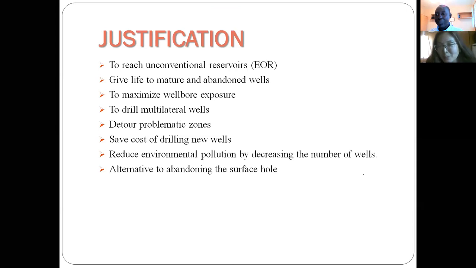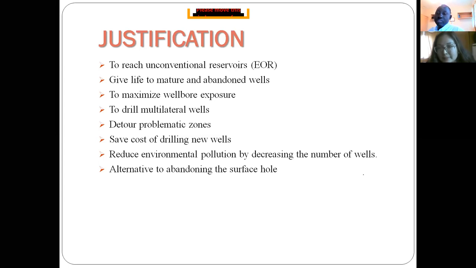Okay, the next question is, what are the technical obstacles for the sidetrack drilling? Can you recommend some foreign literature on this topic? What are the technical obstacles for the sidetrack drilling? Okay, the technical obstacles, for instance, when we are looking at the cased sidetrack drilling, right?